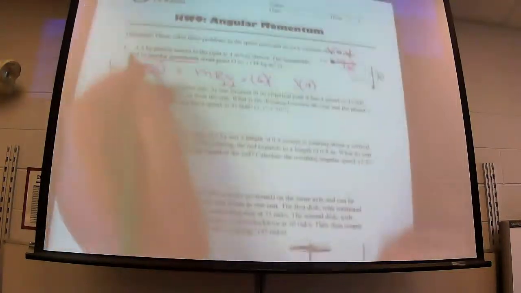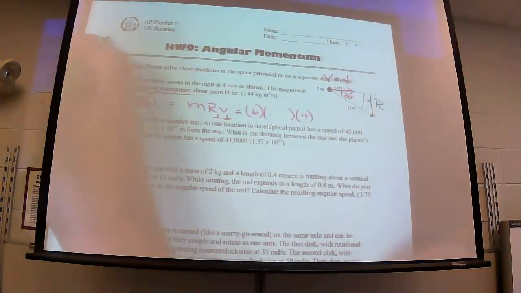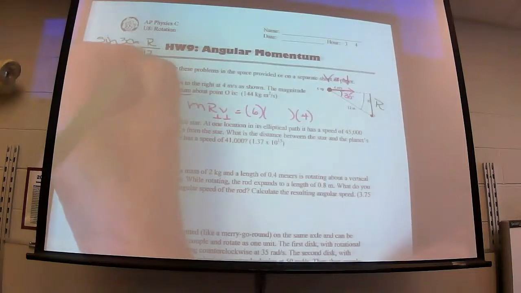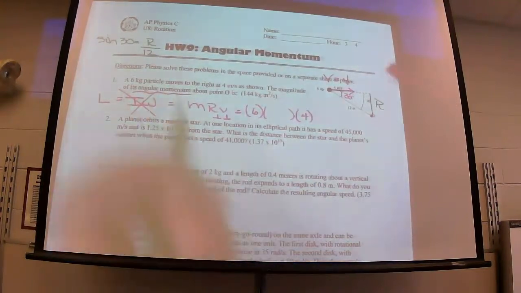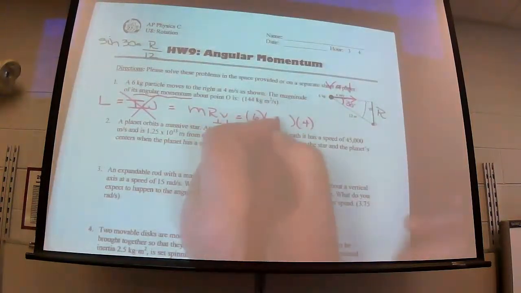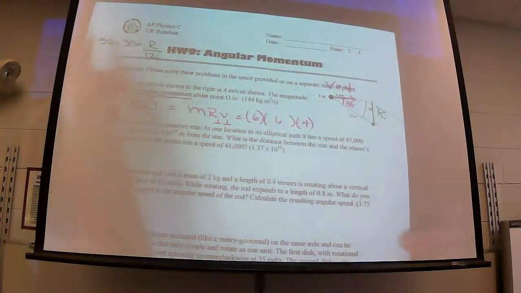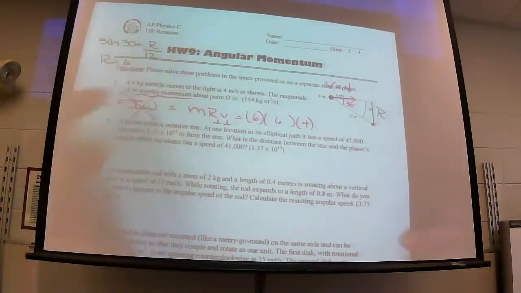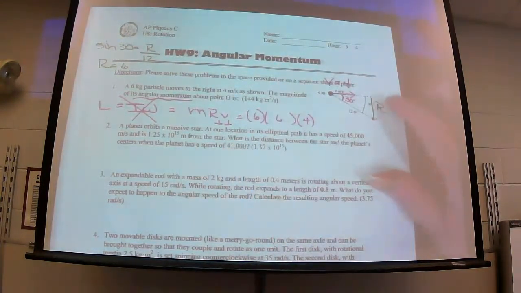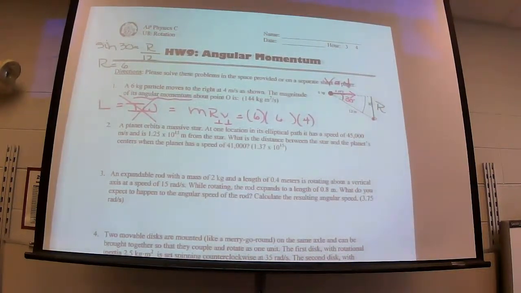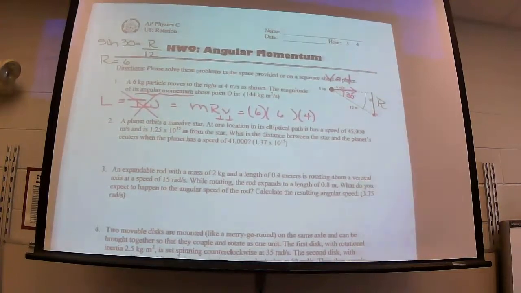Sine. Sine of 30 will end up being R over 12. Is sine of 30 0.5? Yes. 0.5 times 12 is 6. R equals 6. This is tough to recognize. This situation is angular momentum. So the more times we see it, the more apt we're going to be able to recognize it.